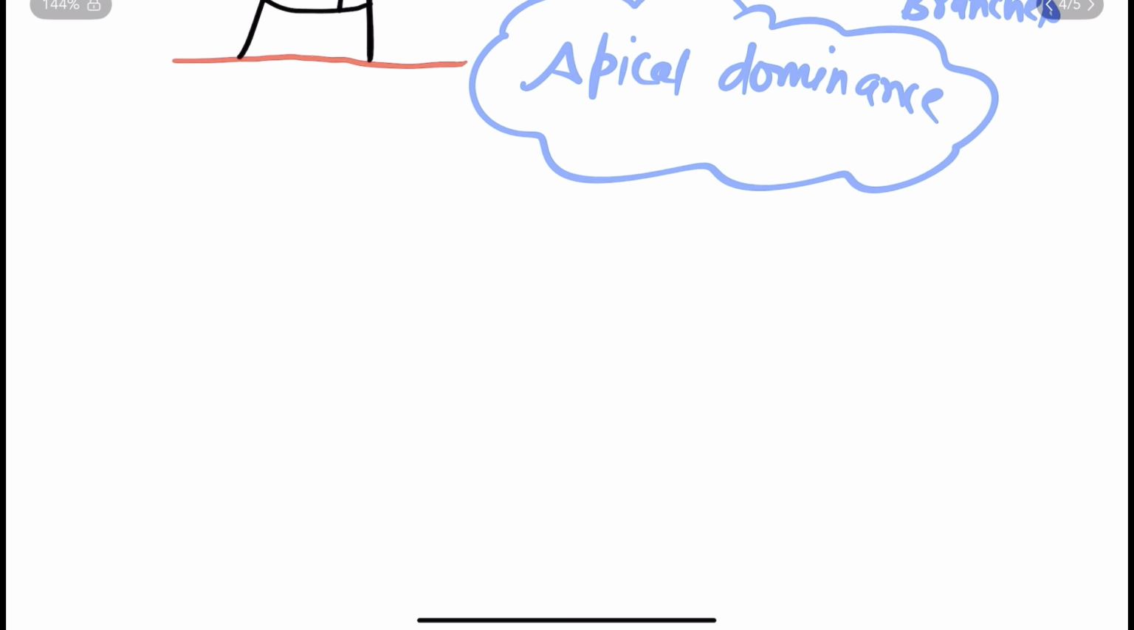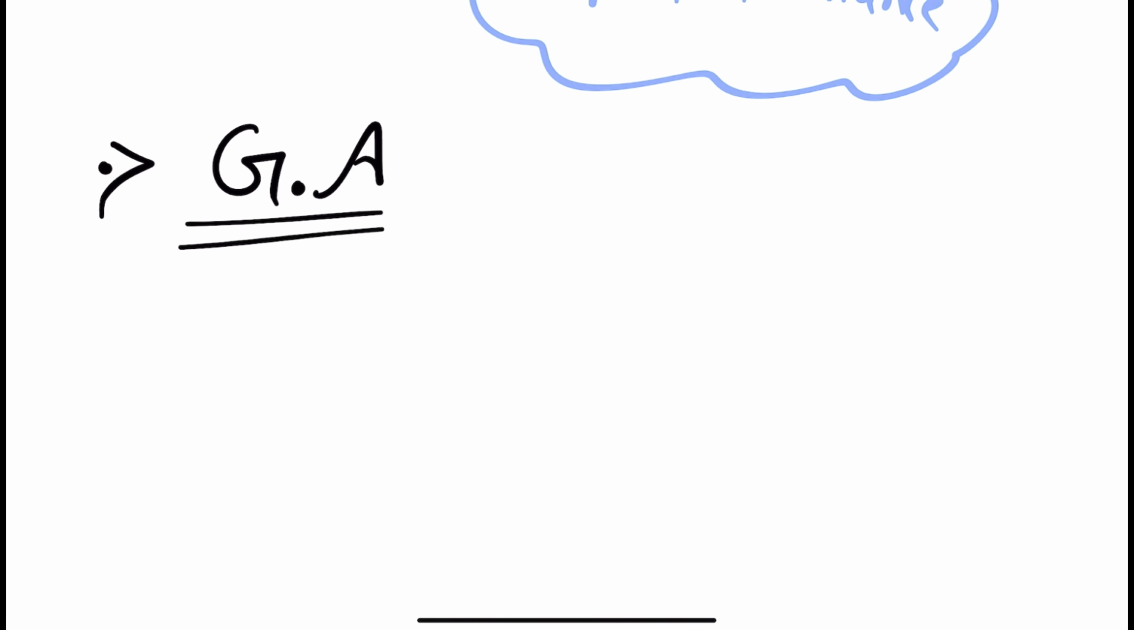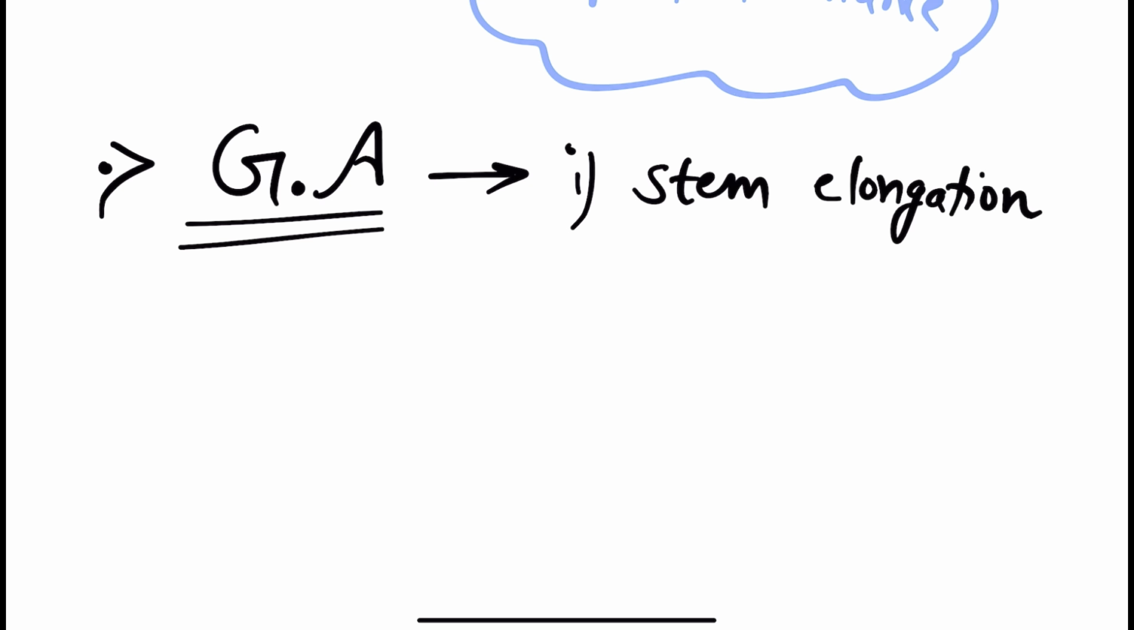Let's just move on to the next hormone, which is known as gibberellin, or in short, gibberellic acid. It's a hormone produced by the plant parts. Let's see its functions. The first function of gibberellic acid is stem elongation. Mind it, it's stem elongation, not cell elongation.